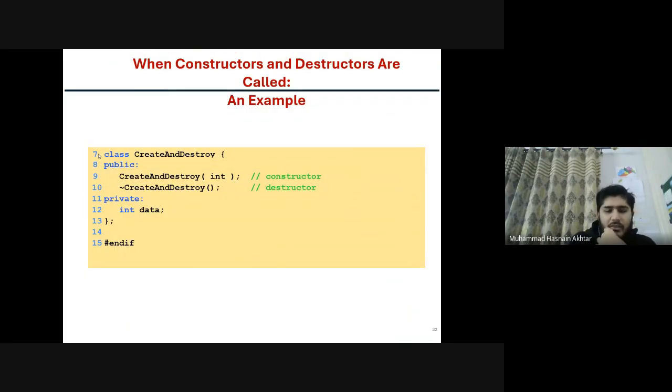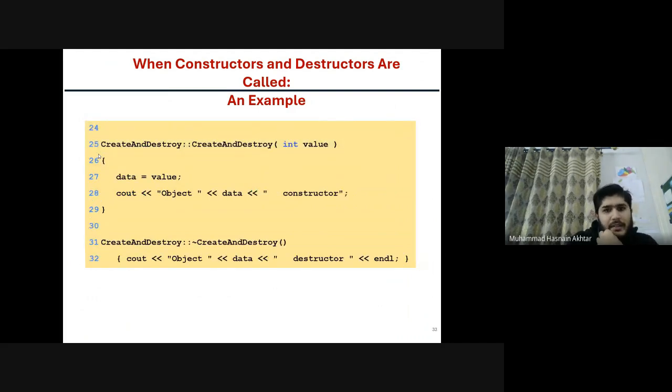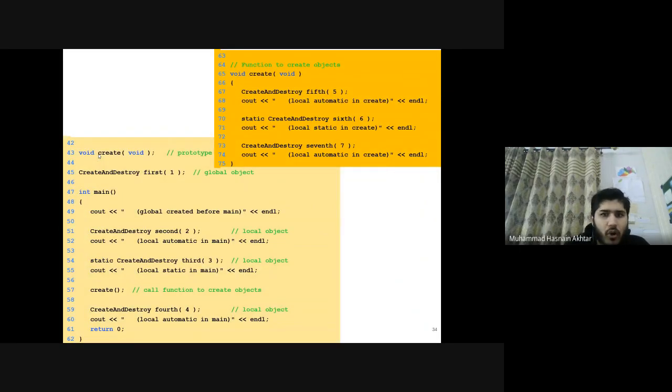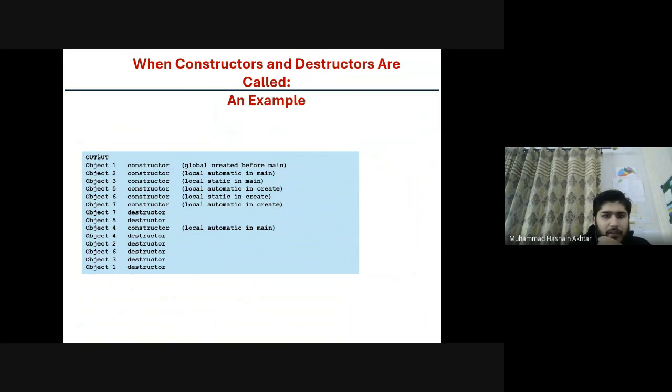You have made a create and destroy class. I just made this class for you guys to understand this. You have the public create and destroy, which is a constructor. Then you have the destructor. You might be able to see that they have the same name as the class. Only the destructor has an extra tilde symbol. You can define a destructor, but a destructor will never have any return type, same as a constructor.